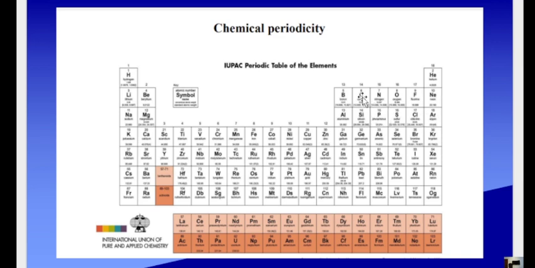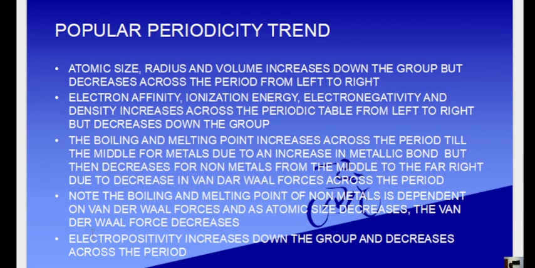So for your non-metals, there's a decrease in boiling and melting point across the period, while for your metals, there's an increase in melting and boiling point across the period. So it's not like all through, it's just from here to the middle, increase, then from the non-metals to the rest of the part of the periodic table in the period, you'll find out that there will be a decrease. So that's that basically. Then we go to the final one. Electropositivity increases down the group and decreases across the period.